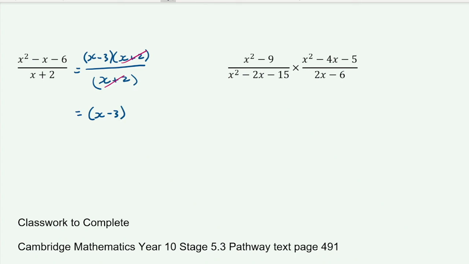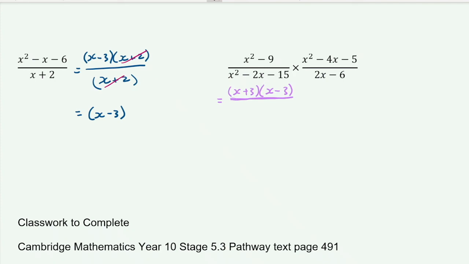Here's our next one. We actually want to factorize the bits and pieces before we do anything more. So let's look at our first one there. X squared minus 9. Well, that's difference of 2 squares. So we did that a little bit before in the previous video. So that's going to be x plus 3 and x minus 3. That's going to be our first one.